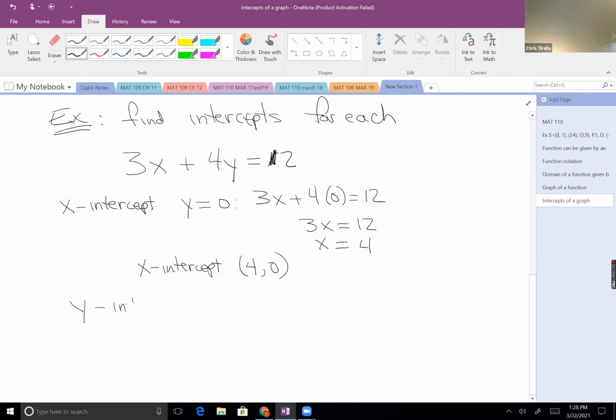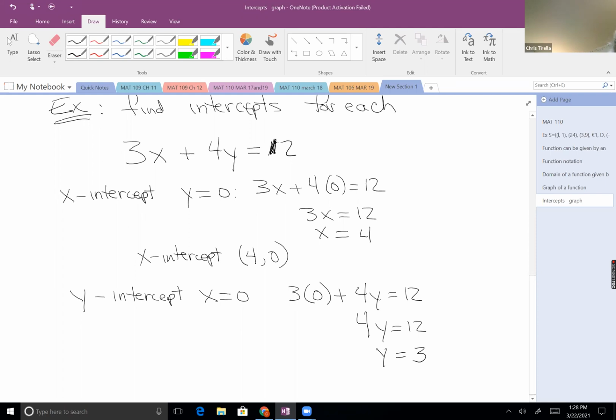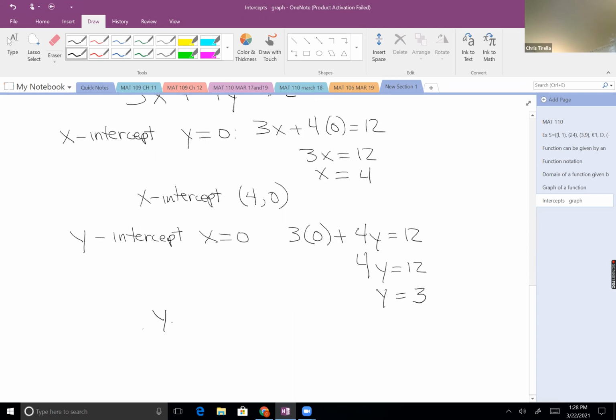Instead, if I want my y-intercept, I'm going to put in 0 for x. So that becomes 3 times 0 plus 4y equals 12, which would simplify to 4y equals 12, which would give me y equals 3. And so my y-intercept is the point 0, 3.